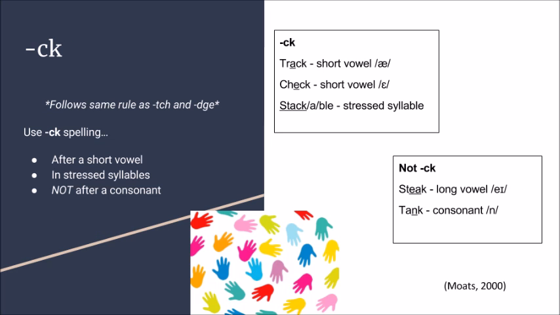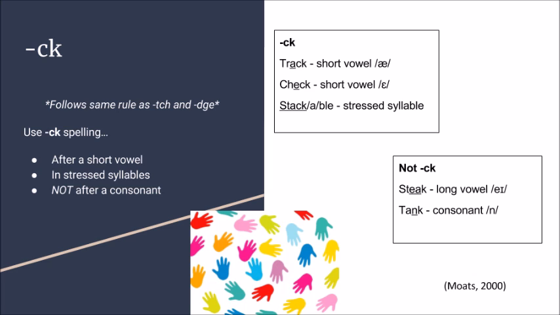Just like TCH and DGE, the CK rule is the same. So these three are great to teach consecutively. It follows the same rule after a short vowel and in stressed syllables. So look at these examples. The word track has the short vowel a immediately before the k sound, so we use the CK spelling. The same is true for check with the short vowel e. Then the multisyllabic word stackable, the k sound is in the stressed syllable stack, so use the CK spelling.